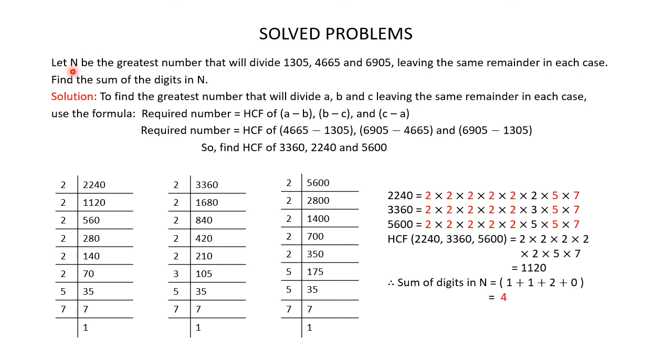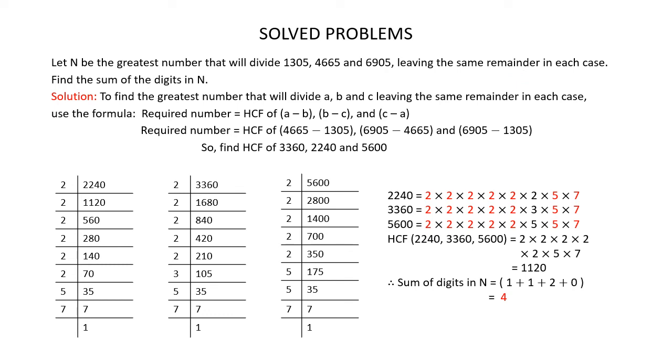Let n be the greatest number that will divide 1305, 4665 and 6905, leaving the same remainder in each case. Find the sum of the digits in n. Now, it's given that the remainders are the same, but the value of the remainder is not given.